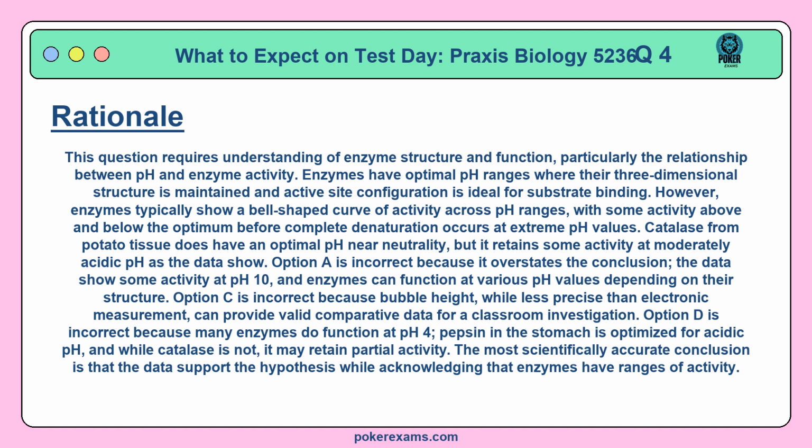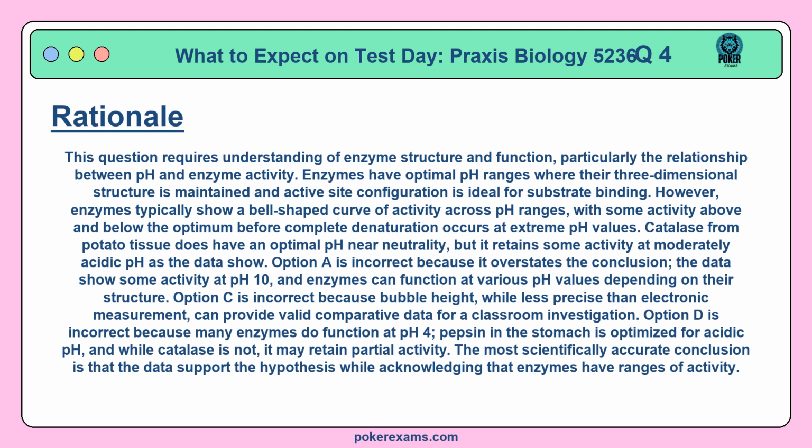Catalase from potato tissue does have an optimal pH near neutrality, but it retains some activity at moderately acidic pH, as the data show. Option A is incorrect because it overstates the conclusion. The data show some activity at pH 10, and enzymes can function at various pH values depending on their structure. Option C is incorrect because bubble height, while less precise than electronic measurement, can provide valid comparative data for a classroom investigation.